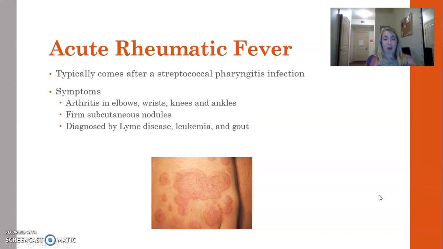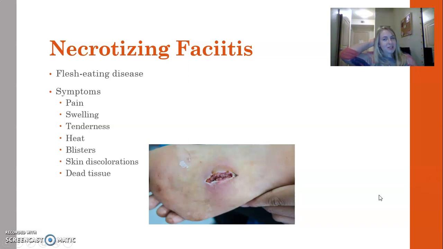So some of the symptoms are really broad. It's things like arthritis, achy feeling, sore feeling. You get these subcutaneous firm nodules. It's very hard to diagnose in the respect that there are a lot of different symptoms that manifest when you have acute rheumatic fever. So the grossest one, in my opinion, is necrotizing fasciitis. It's a flesh-eating disease, and this is if you get a cut, you're walking, you get bacteria right in your foot. It starts to develop into a flesh-eating disease. Some of the symptoms include pain, swelling, tenderness, everything that you would imagine from a flesh-eating bacteria.